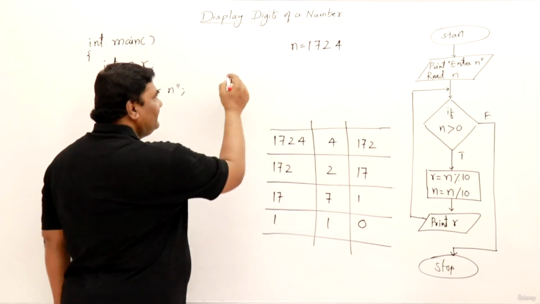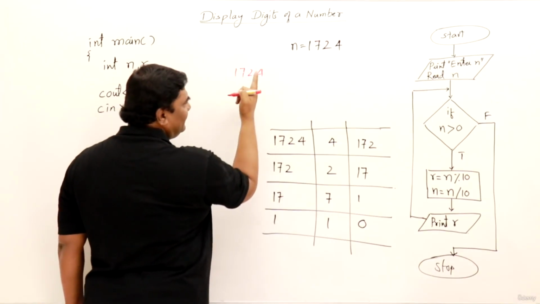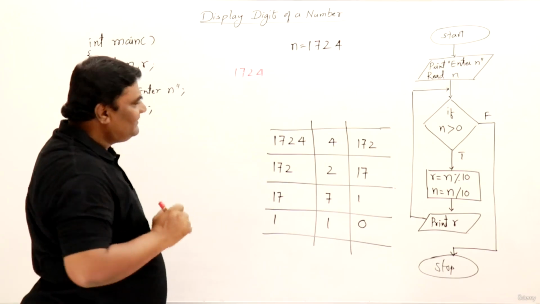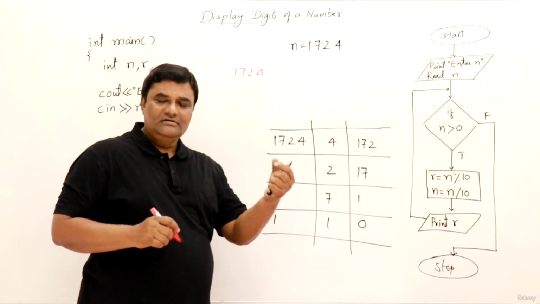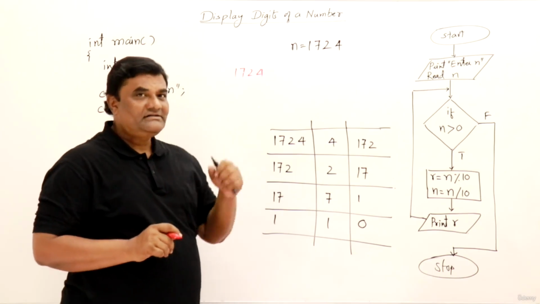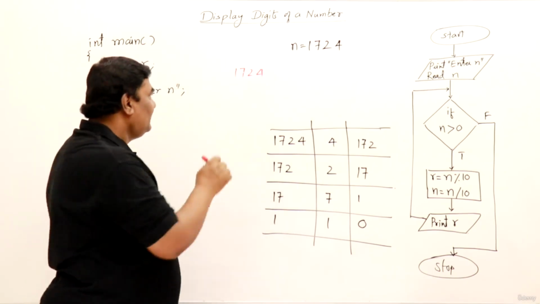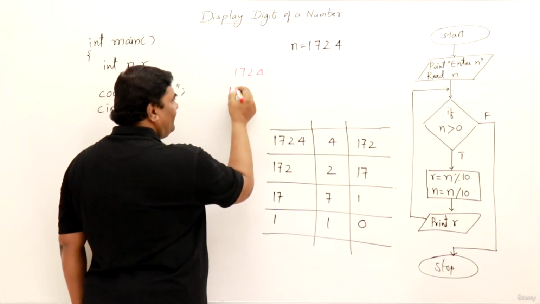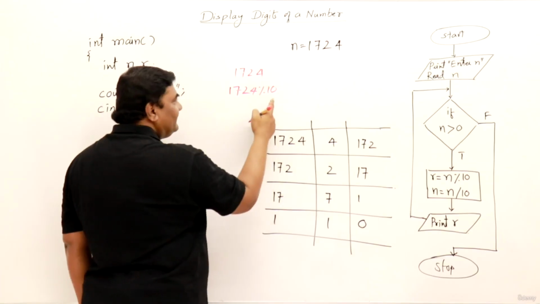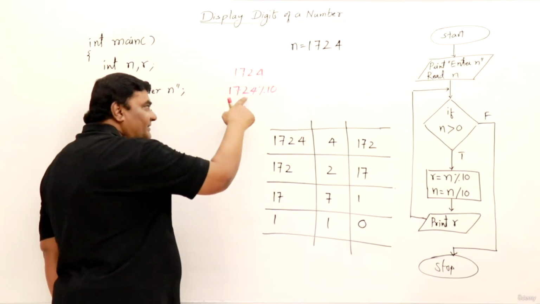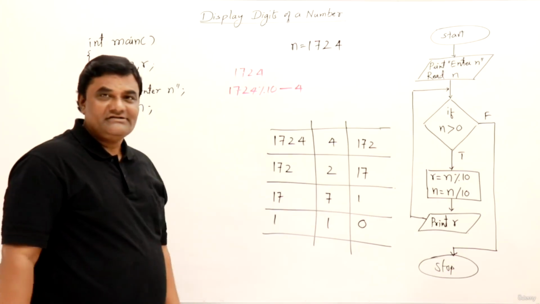Let us see. The number is 1724. I want to get the last digit. How can I get the last digit? If I take mod by 10, I'll get the last digit. So remember this logic, this procedure. If any number is there, you perform mod 10: 1724 mod 10. This number gets divided by 10 and the remainder is 4. That's how you can get a digit.